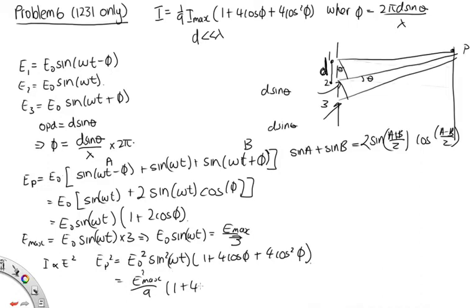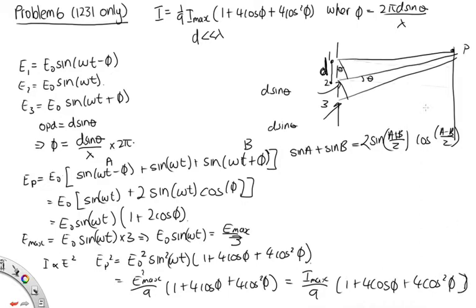times 1 plus 4 cos phi plus 4 cos squared phi. And E max squared is just I max, so this is equal to the maximum intensity over 9 times 1 plus 4 cos phi plus 4 cos squared phi. And that, as you can see here, is what we were asked to show.